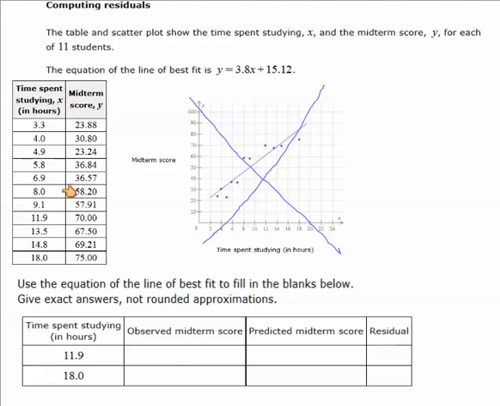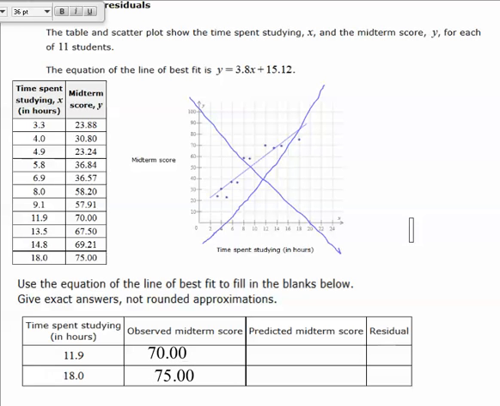So we come over here and we go down to 11.9 hours. And we notice that for the students that spend 11.9 hours studying, their midterm score was a 70.00. Now remember they said they want you to be exact. So we're going to put 70.00. Now we can also go ahead and look for our observed value for 18 hours. For those that studied 18 hours, our midterm score was a 75.00. So now we have our observed values.